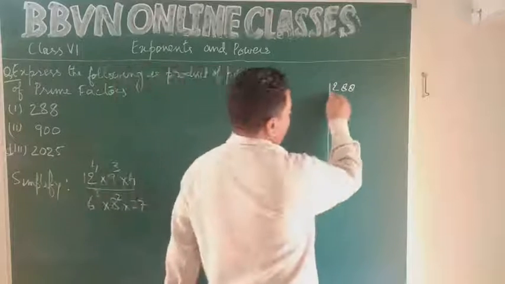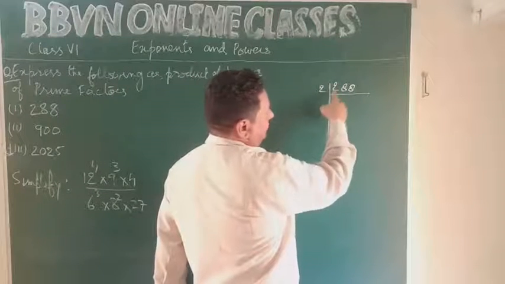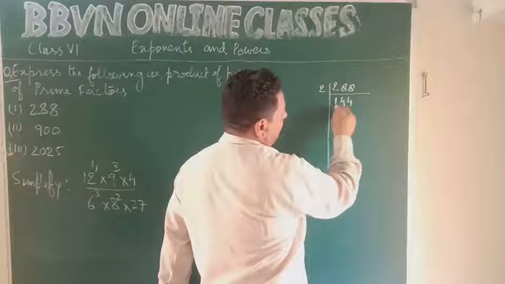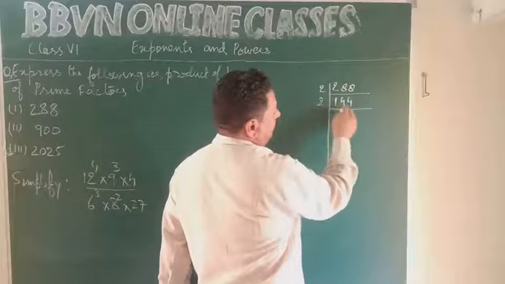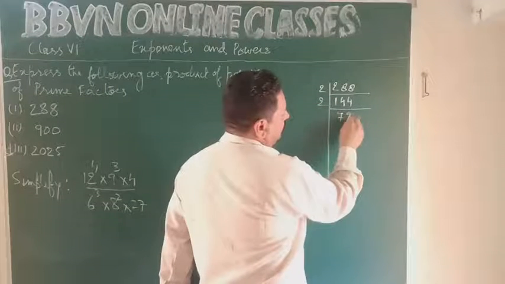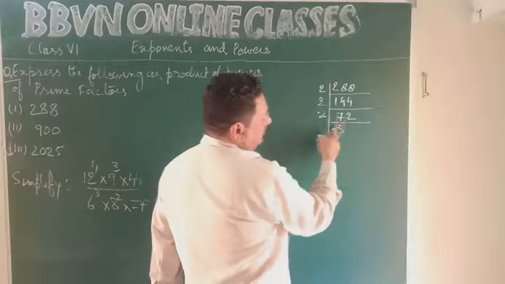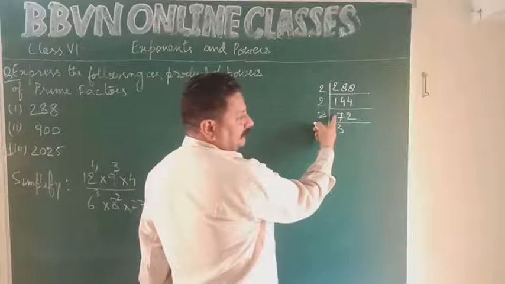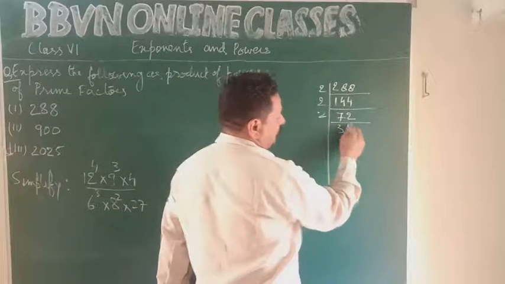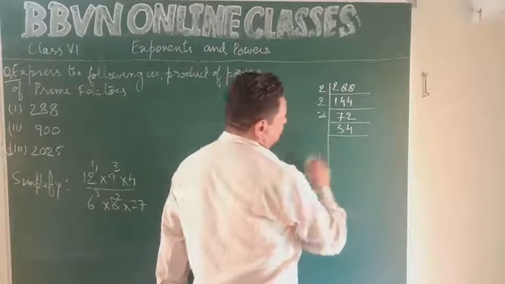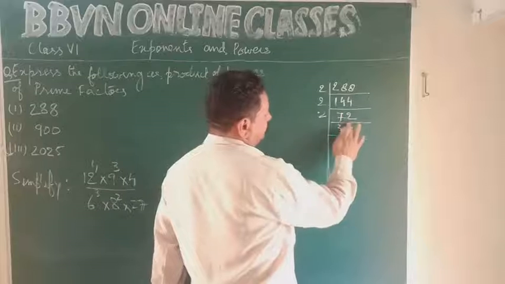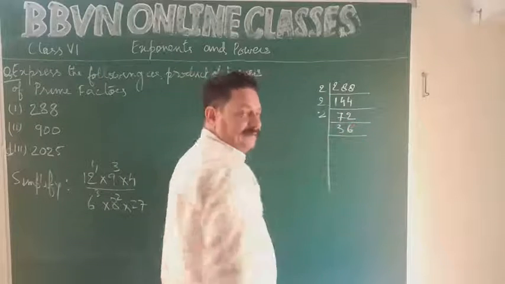Let's start the division. 2 goes 1 time, 2 goes 4 times, 2 goes 4 times. Again it is divisible by 2. 2 goes 7 times in 14, 2 goes 2 times in 4. Again divisible by 2. 2 goes 3 times in 7. 2 3s are 6, 1 remainder. 1 and 2, 12. Sorry, 2 6s are 12.